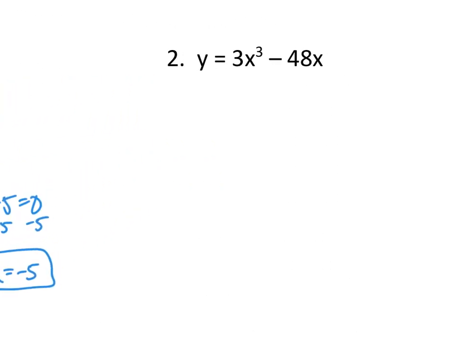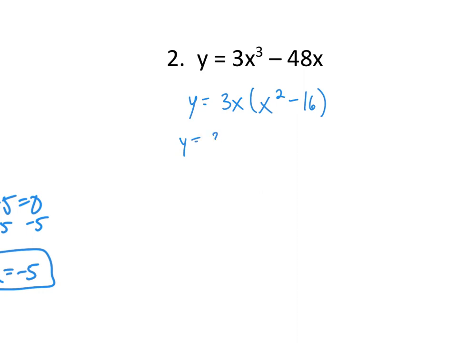I notice 3 and 48 are both divisible by 3. So I'm going to pull a 3 out. Then they both have an x in them, so I'll pull an x out. And what's left is x squared minus 16. And then I'm going to try to factor what's in the parentheses if it is factorable. Actually, you don't have to. Well, it does say factor, so we'll do what's instructed of us. It is factored, but we can factor it further.